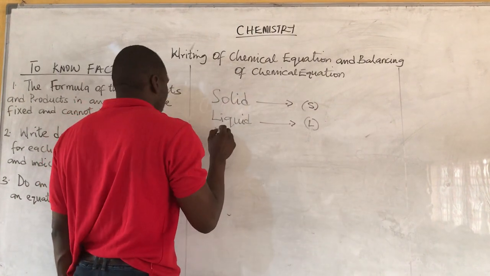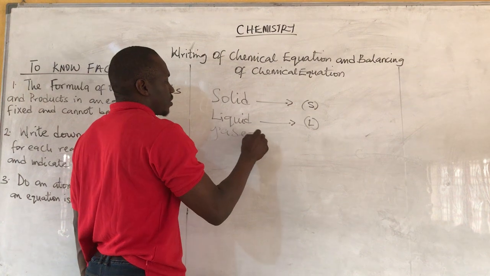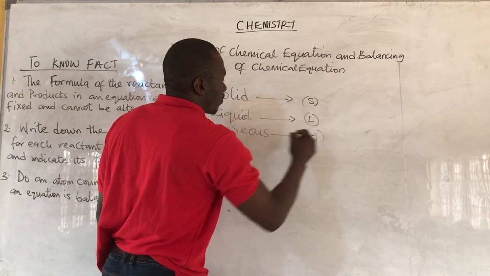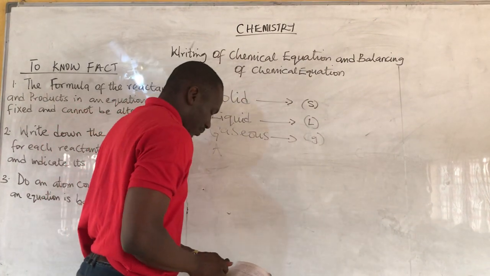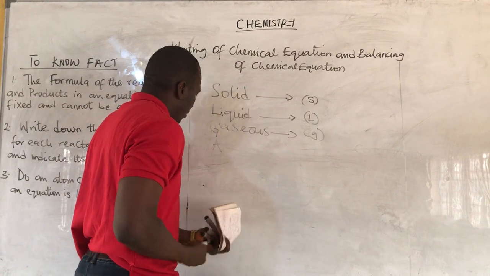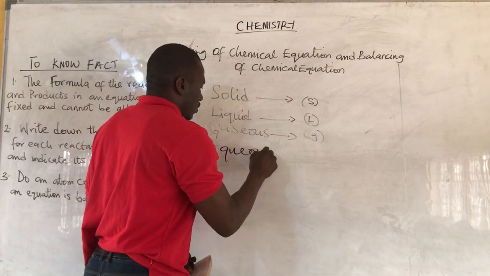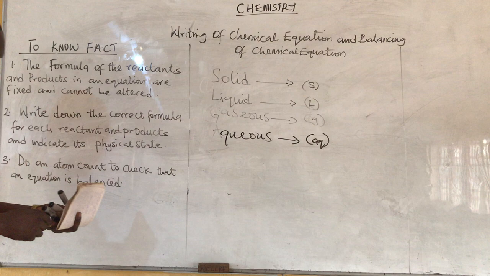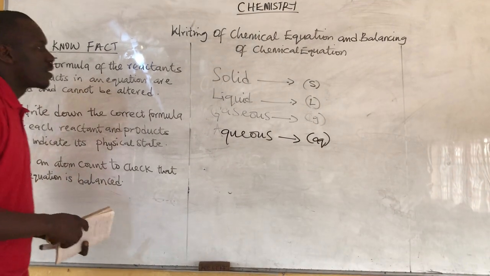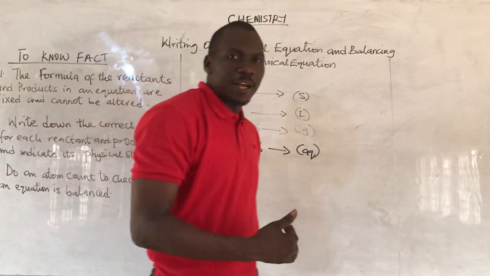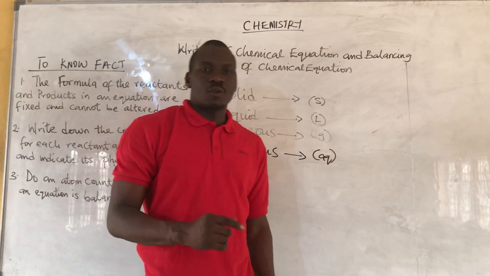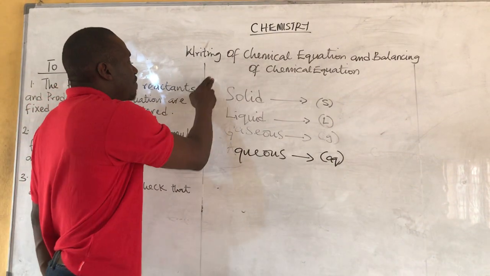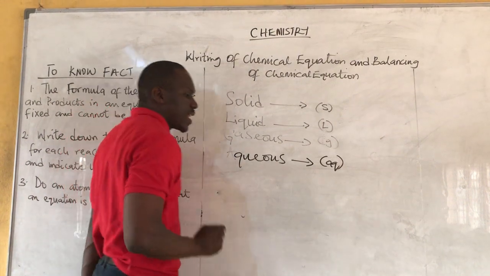We have the gas or gaseous state, which is represented with G. We have the aqueous, which is represented with AQ. These are the physical states of every element. You know, elements are also matter. What is matter? Matter is anything that occupies space and has mass. Part of the properties of matter is that they have different states: the solid, the liquid, the gaseous, and the aqueous states.